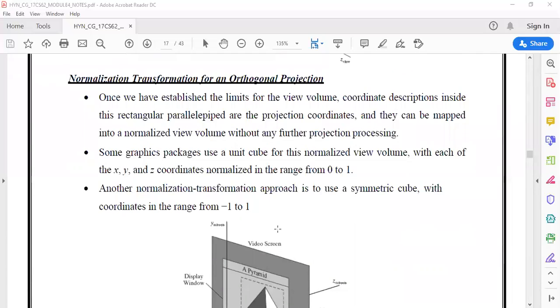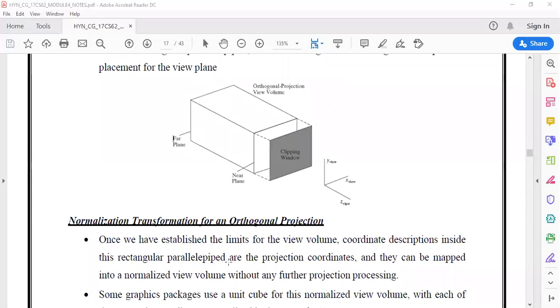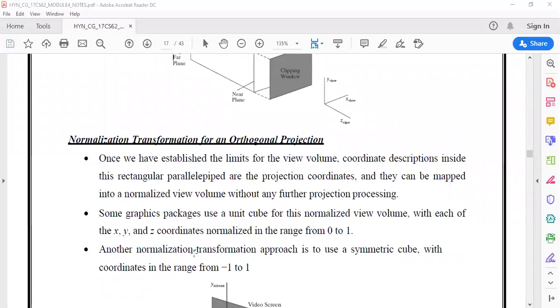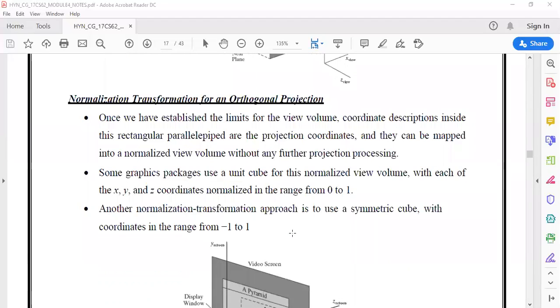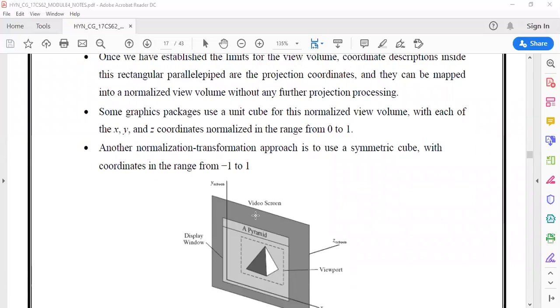Once we have established the limits for the view volume, the coordinate descriptions inside this rectangular parallelepiped are the projection coordinates, and they can be mapped into a normalized view volume. That means we can normalize this orthogonal projection view volume by applying the transformation. In order to normalize, we consider a unit cube with x, y, and z coordinates in the range from 0 to 1. This normalization transformation approach uses a symmetric cube with coordinates in the range from -1 to 1.